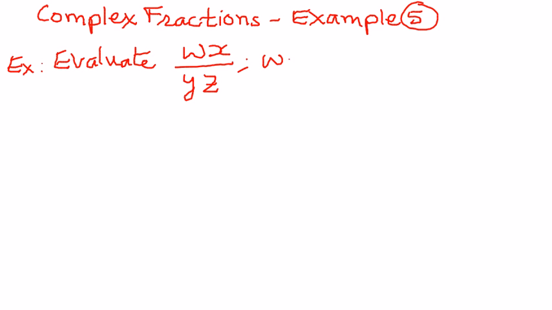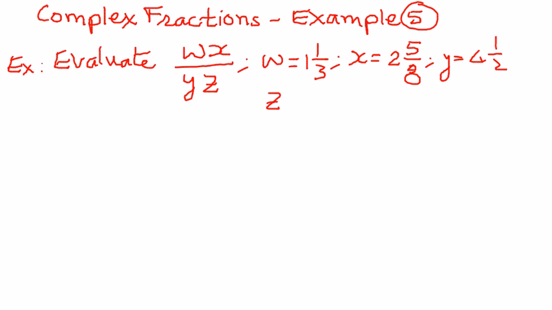When w is equal to 1 1/3, x is equal to 2 5/8, y is equal to 4 1/2, and the value of z is equal to 3 1/3. So this is what we have. We want to evaluate an algebraic expression which has variables w, x, y, and z, and the values of these variables are given to us, and we want to simplify this complex fraction.